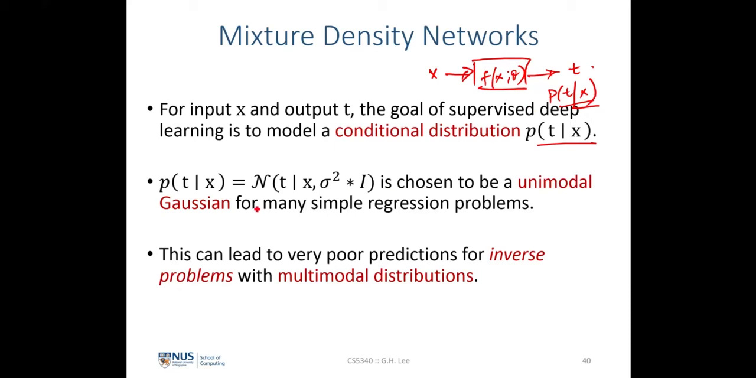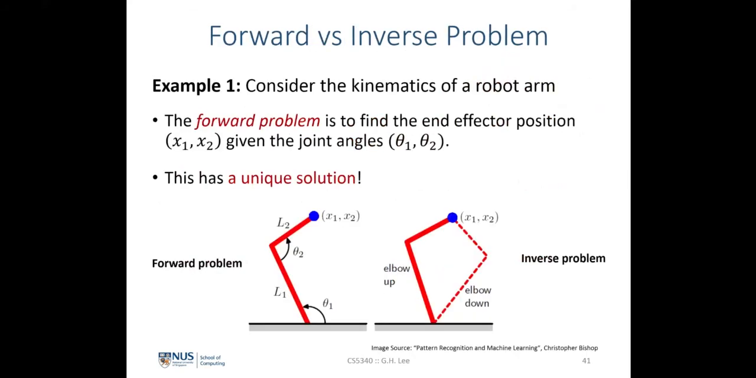And now the usual way is that for each input there can only be one output, which is t over here. And we'll use the unimodal Gaussian distribution to model this particular posterior distribution for many simple regression problems. But unfortunately, this actually leads to very poor prediction for some inverse problems with multimodal distribution. So here's an example of the forward versus the inverse problem, and why the inverse problem is so difficult.